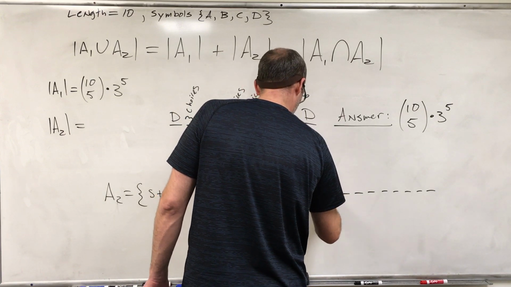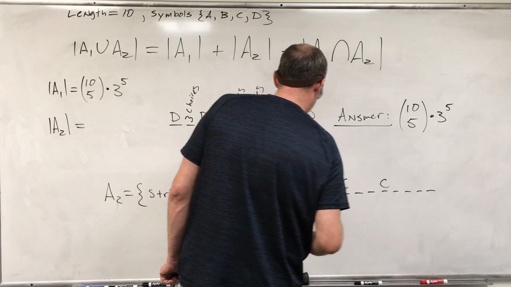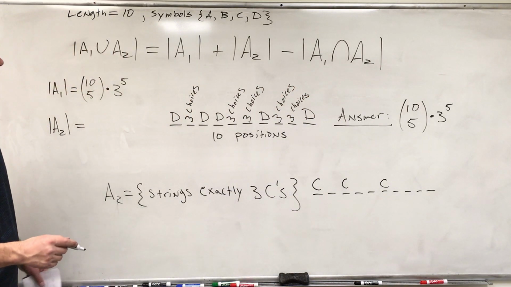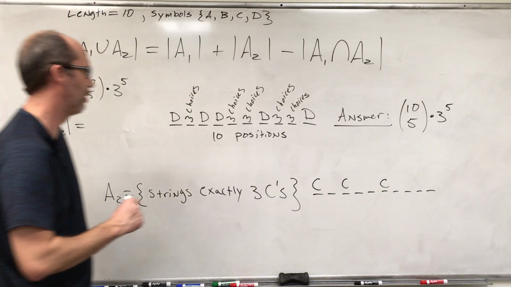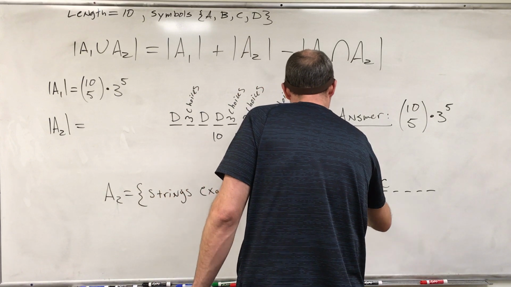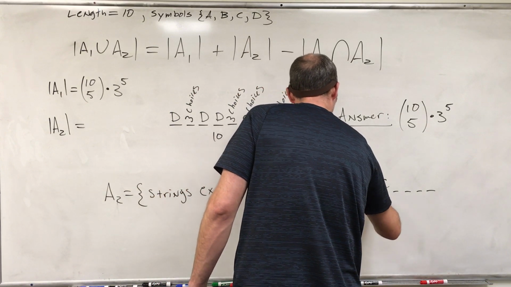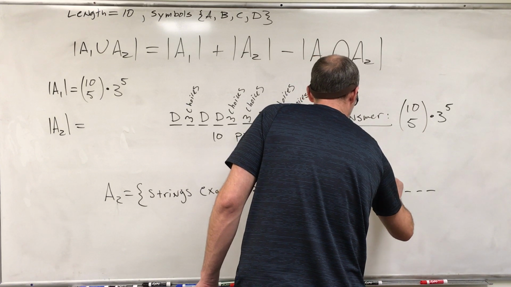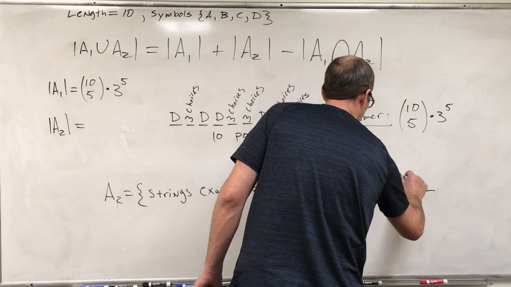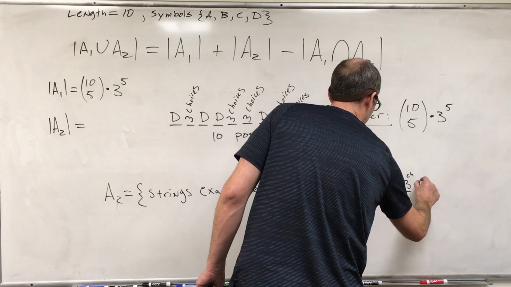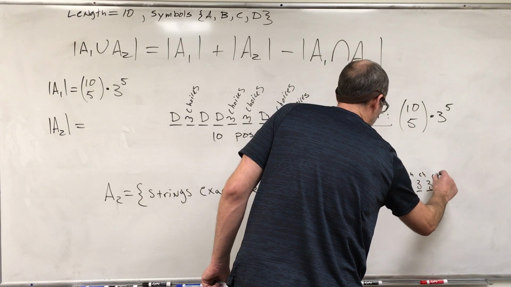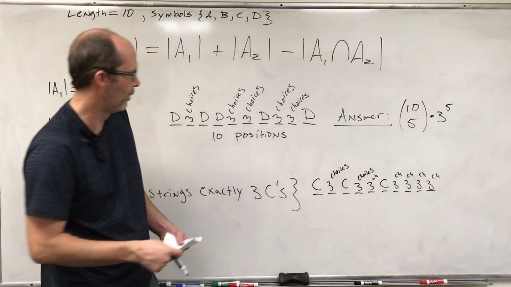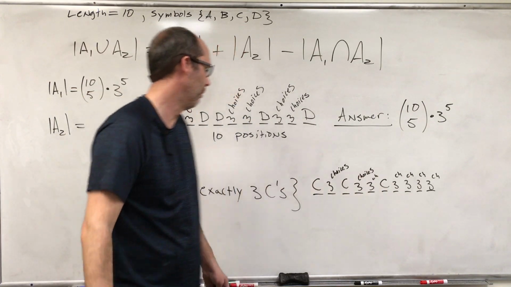3 C's. Okay, let's put 1 there, and 1 there. Right, and then what do we have left over? We got 3 choices for each of these other places. So we got 3 choices, 3 choices, 3 choices, 3 choices, 3 choices, 3 choices. I'm just getting tired of writing choices every time, so I'm just going to write CH for choices, okay?